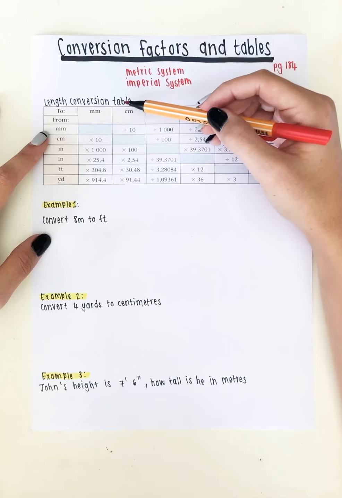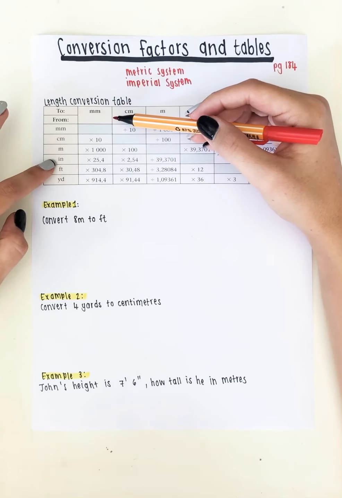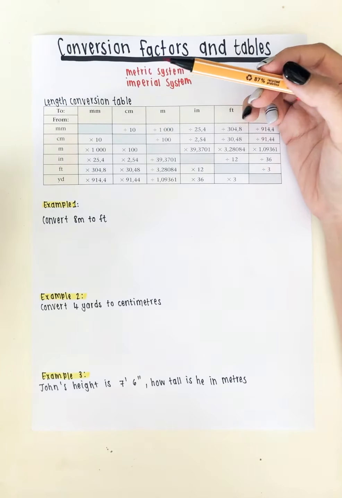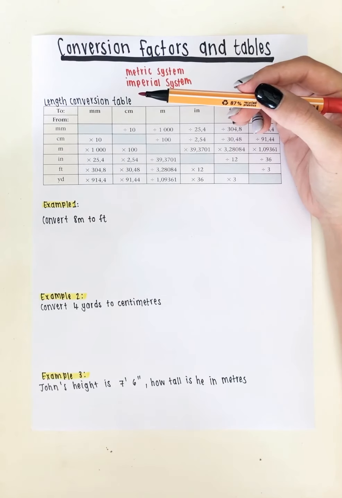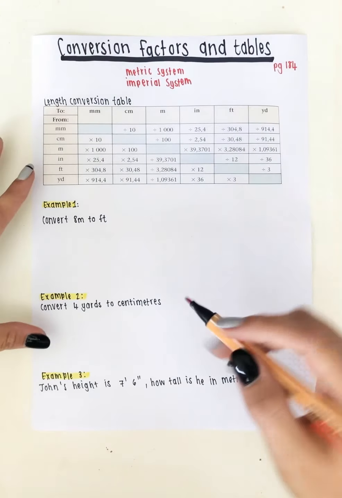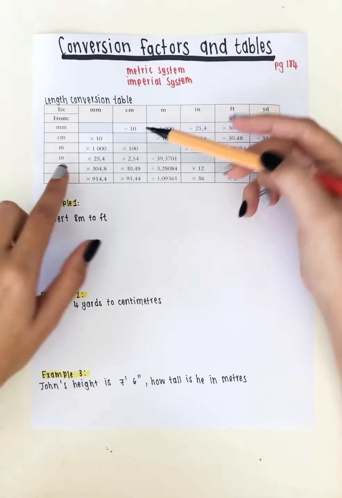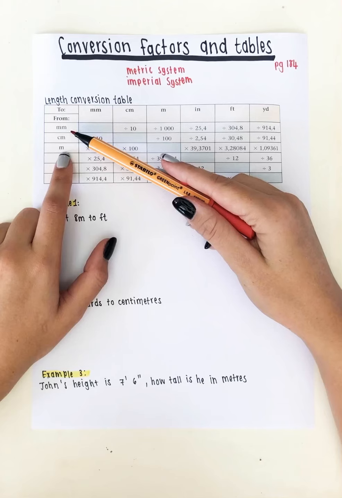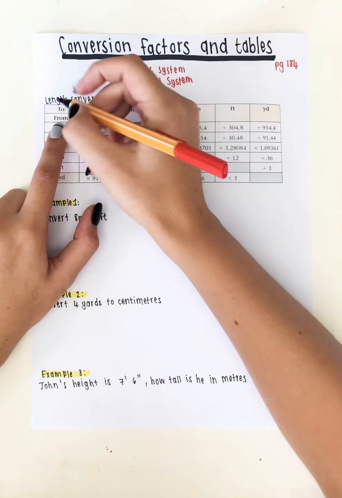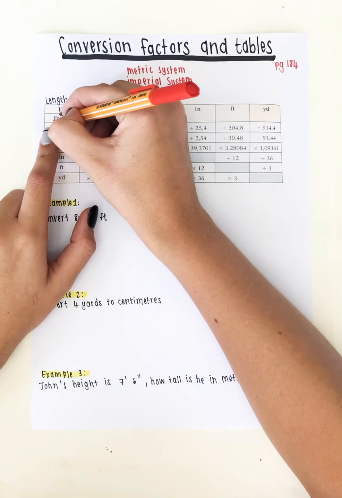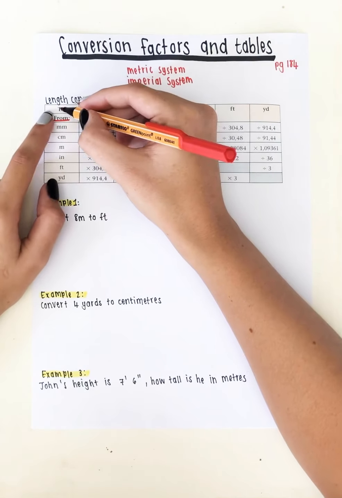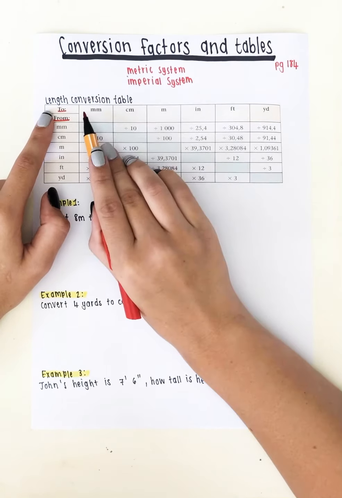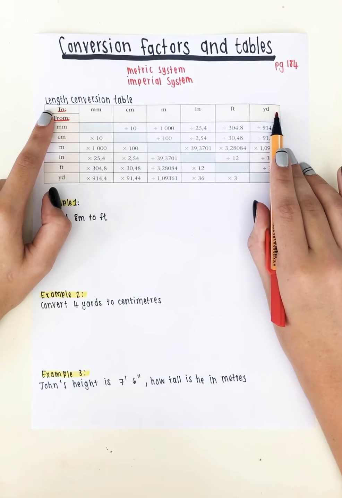This is only one conversion table, so this is the length conversion table. There are also other conversion tables that you can use, which have to do with capacity, volume, things like that. Okay, so if we look at this conversion table, I'm going to teach you how to read it. Okay, so this "from" applies to the column that's going down, and this "to" applies to the column that's going across.